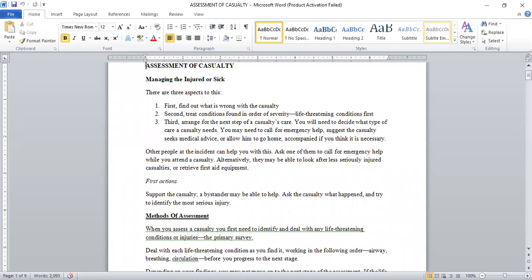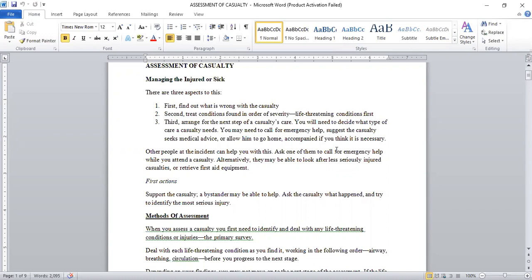Yeah, so I want us to discuss assessment of a casualty. I believe you have seen these notes on the e-learning platform. So how can you assess a casualty when you're managing?